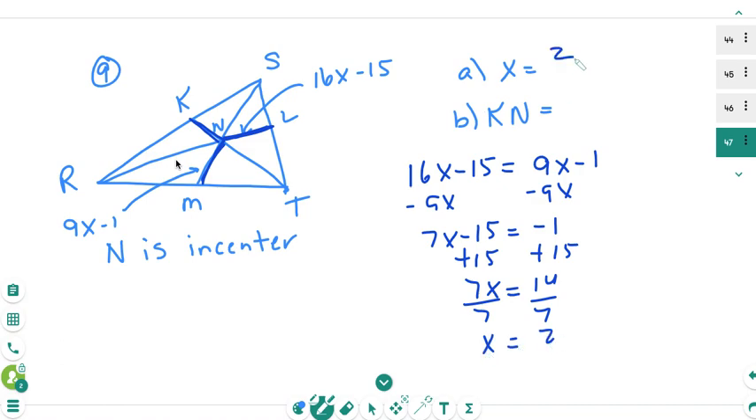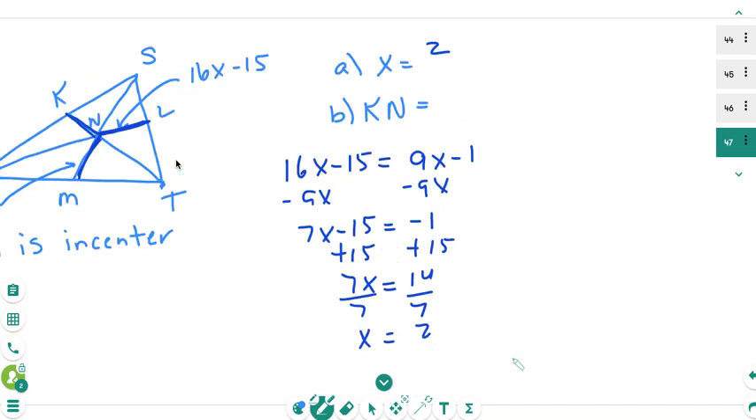If x is equal to 2, then I can find MN. So MN would equal 9 times 2 minus 1, which is going to give me 17, and KN is going to be the same exact length. And now we have reviewed the different triangle centers.